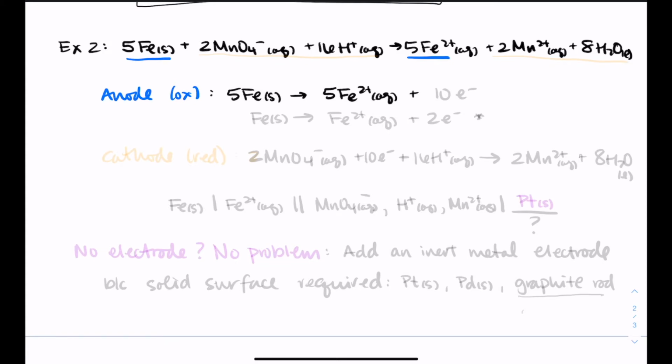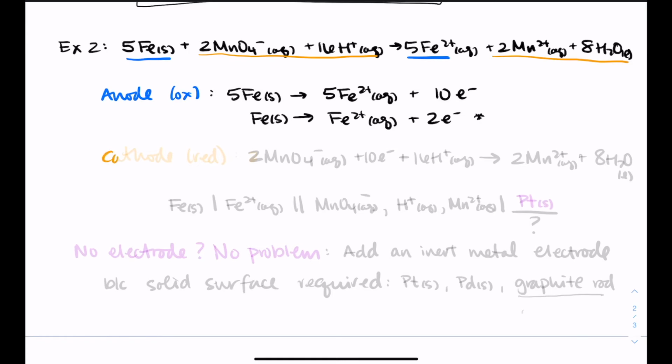So it had to be multiplied by 5 to get it up to the correct number of electrons in order to cancel out when these were added together. But really, in the shorthand notation, we don't need the coefficients. So we're just worried about solid iron turning into iron 2 plus and the 2 electrons, making sure that it is, in fact, oxidation. Everything that's left is the reduction half reaction. So 2 MnO4 minus plus 10 electrons plus 16 H plus, turning into 2 Mn2 plus plus 8 H2O.